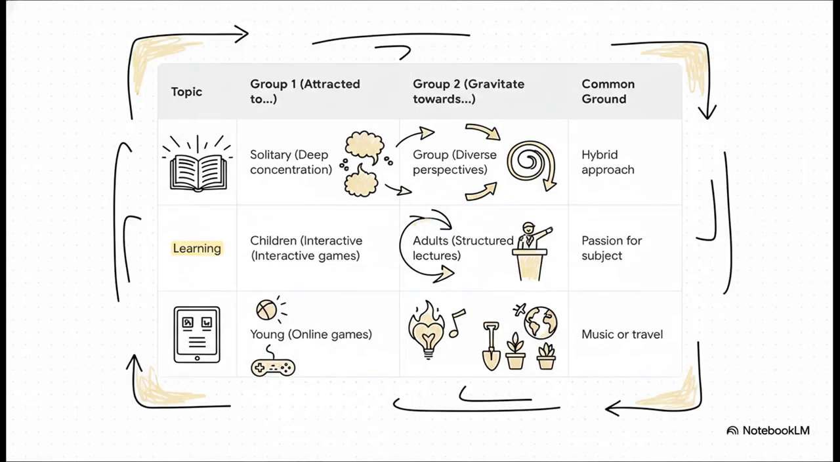And this formula is a total chameleon. Look at this table. Take studying. Solitary learners are attracted to deep concentration, while group learners gravitate towards diverse perspectives. The common ground? A hybrid approach. Or how about learning styles? Children are attracted to interactive games, while adults often gravitate towards structured lectures. Their common ground is a shared passion for the subject. As you can see, it just works time and time again.